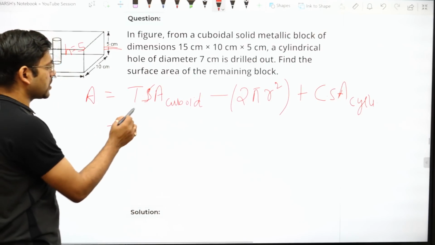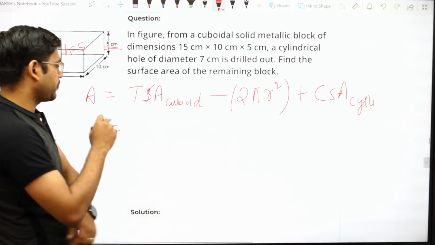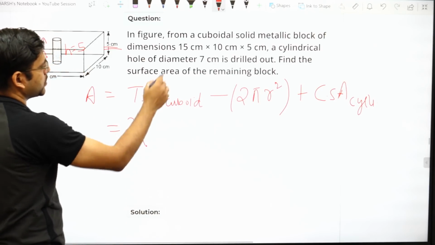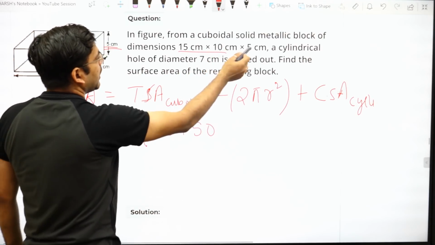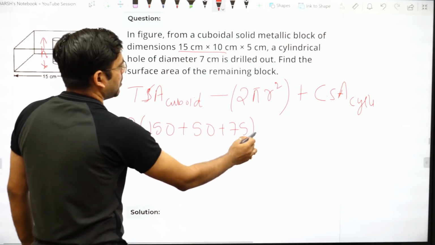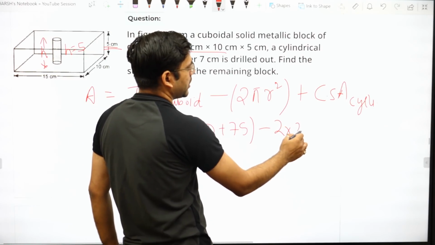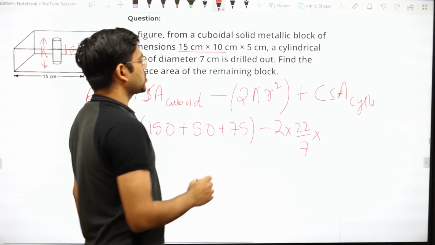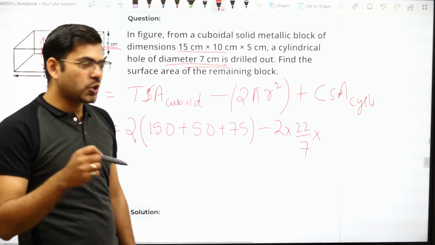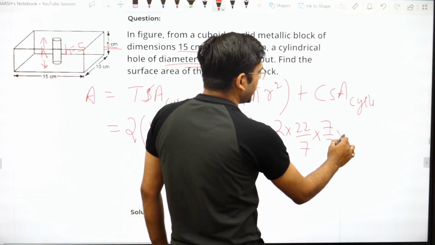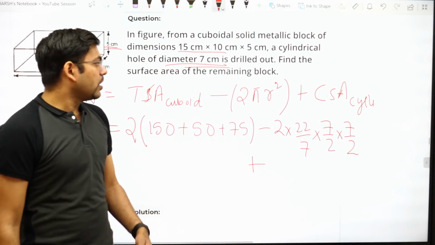Now putting the values, total surface area of cuboid, I guess you all must know, is 2 times (LB plus BH plus HL). So I am writing 2 times, LB is 150, BH is 50, and LH is 75, minus 2 pi r square. So 2 pi, that is 22 by 7, and radius square. Everyone pay attention: diameter is given as 7 centimeters, so the radius would be 7 upon 2. So this would be 7 by 2 into 7 by 2, and plus the curved surface area of cylinder.